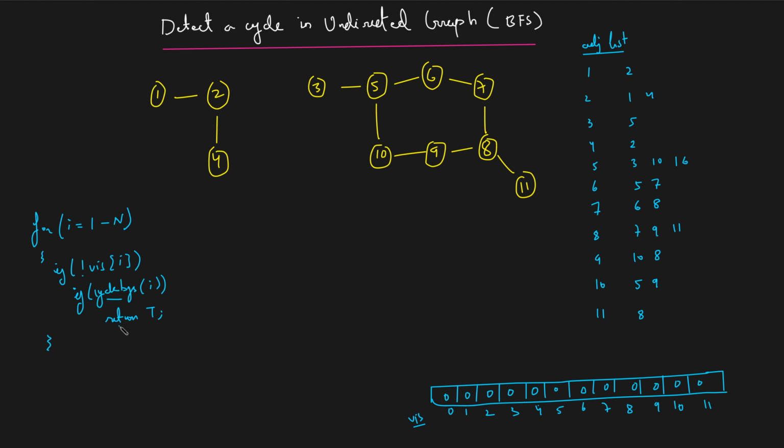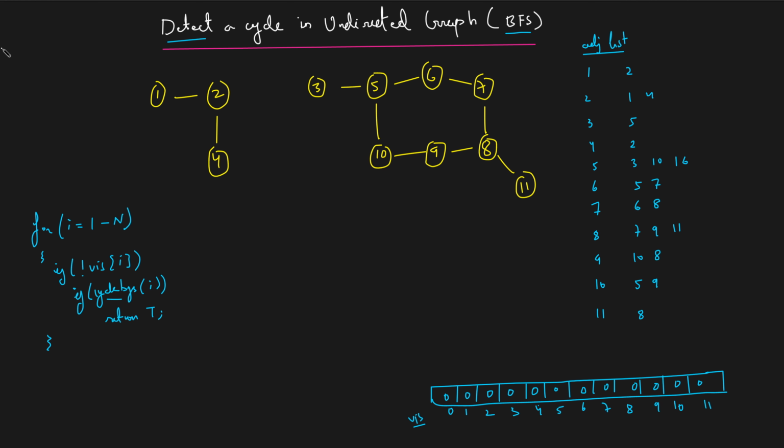It's just that we have to decide what modifications we have to make in the BFS traversal so that we can detect a cycle using the BFS. So the modifications in the BFS have to be discussed. So let's understand the thought process.